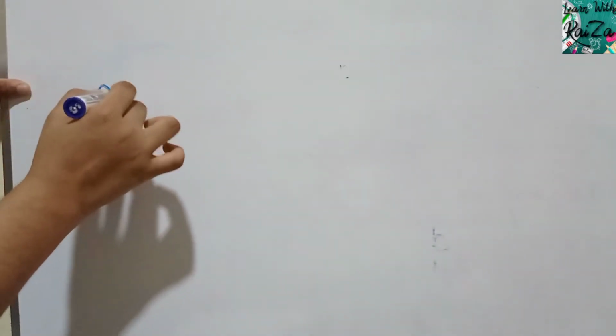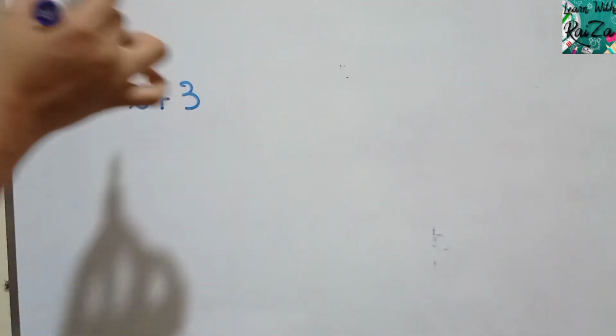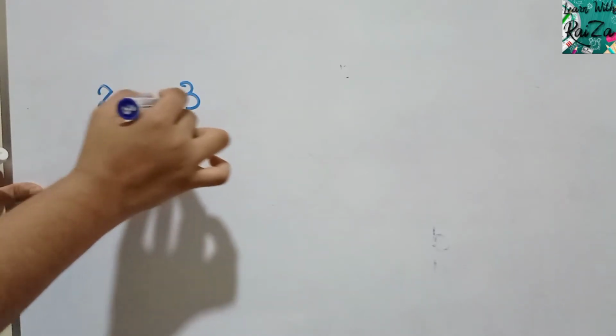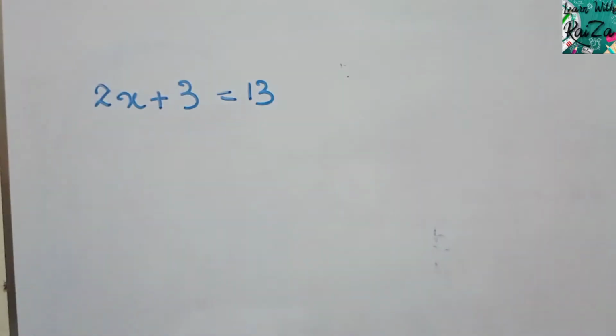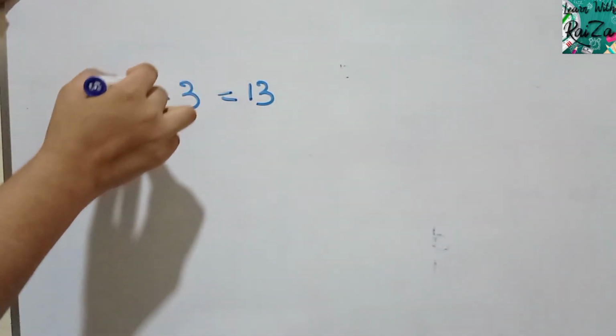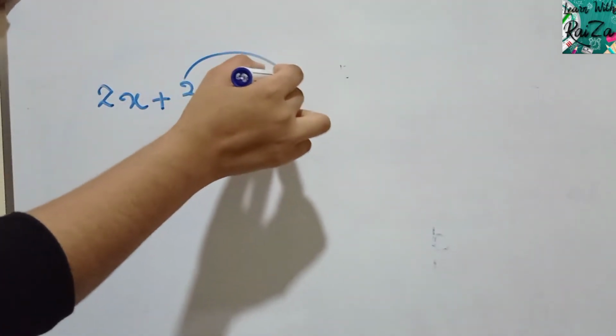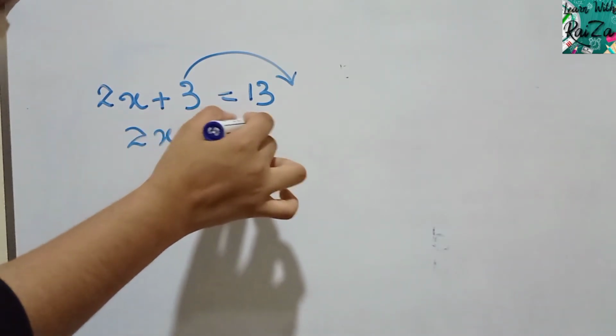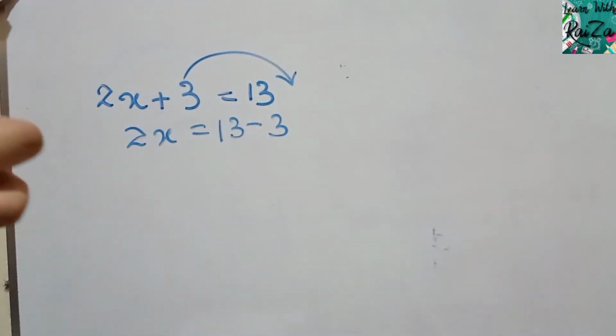Right, now let's see another example, a little more complicated, with both addition and multiplication. 2x is multiplication, here addition of 3 is there, and this is equal to 13. That means first you have to understand what they say: if you add 3 to twice x, it will be 13. As I told you in the first example, first this plus 3 can be removed. Plus 3, when it goes to the other side, will become minus 3.